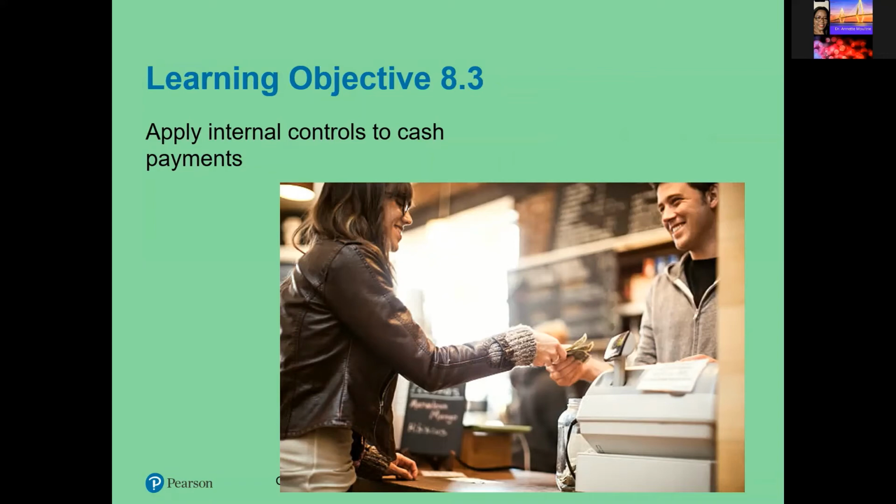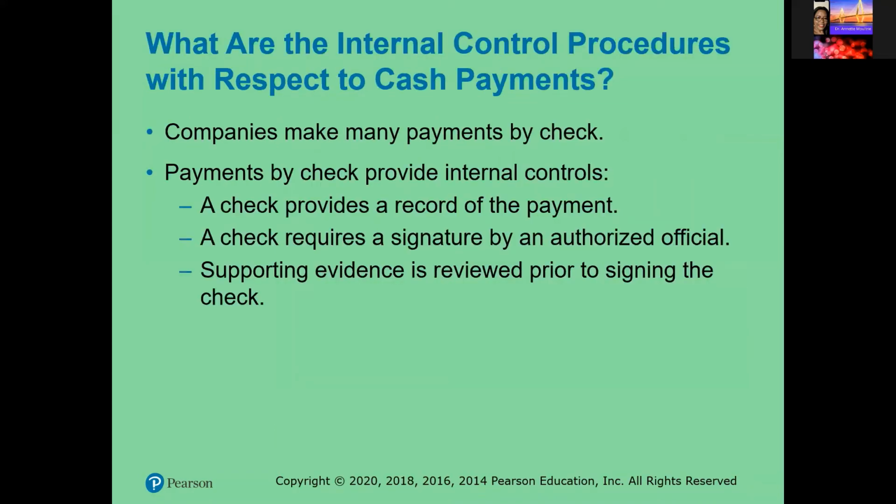So what are internal control procedures with respect to cash payments? Companies make many payments by check. Companies need a good separation of duties between the operation of the business and writing checks for cash payments. Payment by check is an important internal control because a check provides a record of the payment. It must be signed by an authorized official, and the official reviews supporting evidence prior to signing the check for payment.